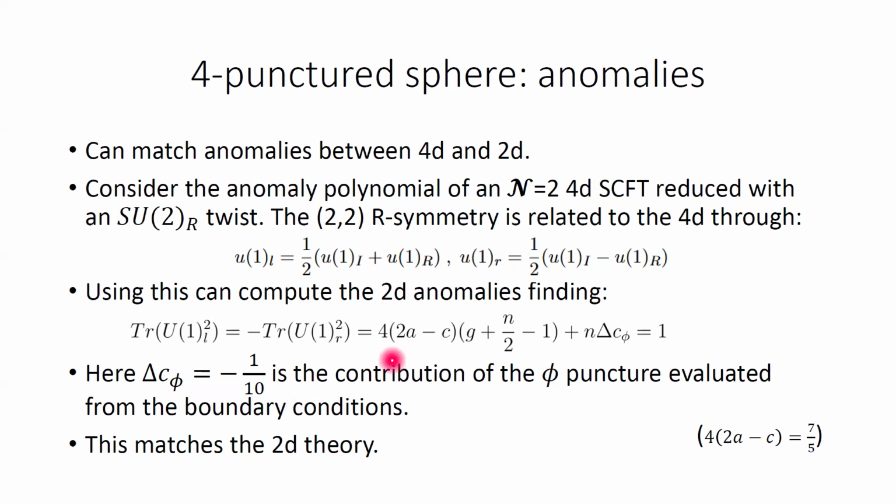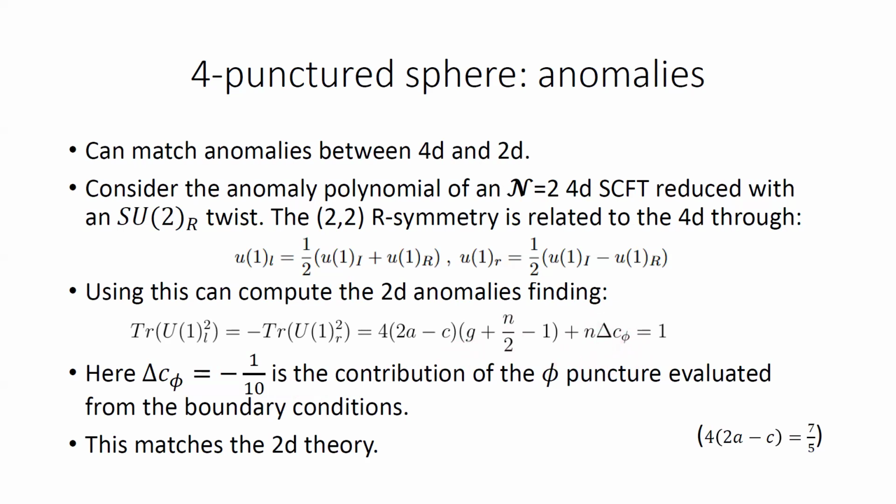Here a and c are the central charges of the 4D SCFT. g is the genus, n is the number of punctures, and this term is the contribution of the punctures that you have on the surface. Here I assume they are all the same and happen to be equal to the phi puncture. So this term comes from integrating the anomaly polynomial on the surface, and this one comes from the contribution of the individual punctures.